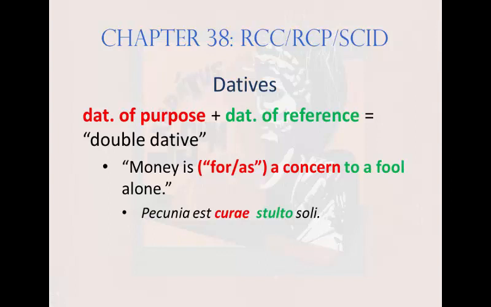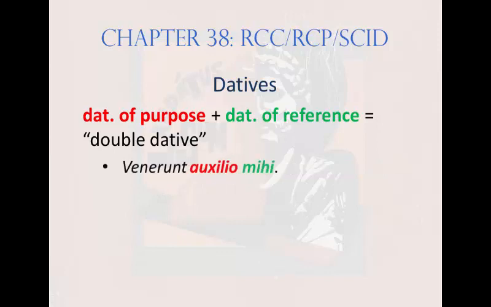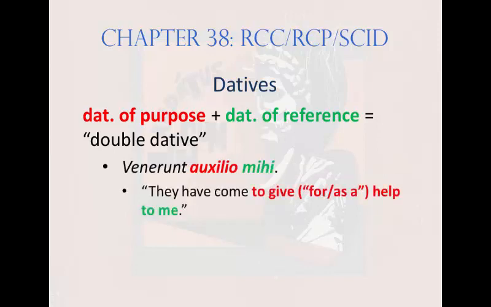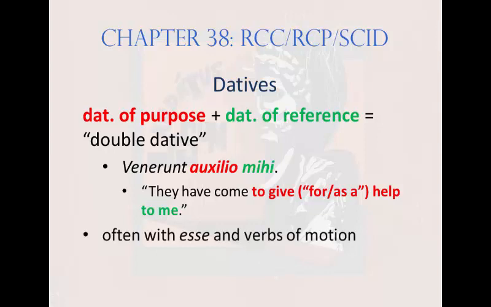Here's another example of the double dative. Venerunt auxilio mihi, meaning they have come to give help to me, literally, as a help or for help to me. Here, auxilio, the abstract noun, is the dative of purpose, and mihi, the person, is the dative of reference. One last thing to note about this construction, it's rare to see the double dative used with verbs other than some form of esse, to be, or a verb of motion. And that is an end to the grammar in this chapter.